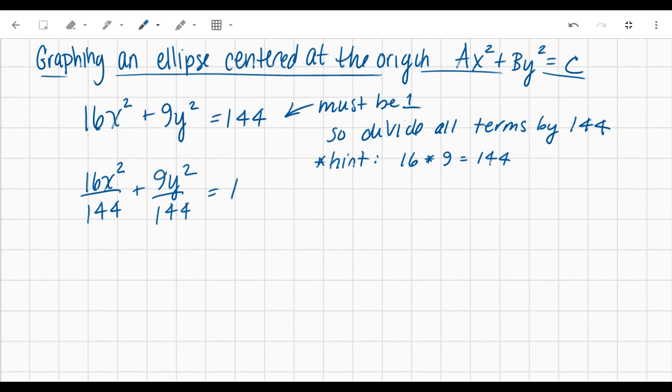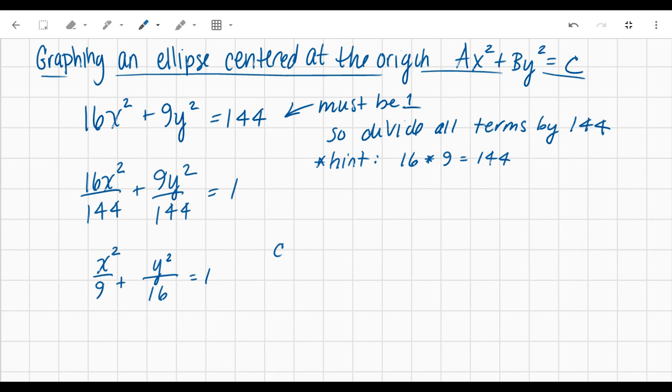Okay, and because of this hint, we know we can reduce these. So 16 over 144, divide both by 16, reduce that fraction. So it's x squared over 9. And then for your y squared one, divide both the 9 by 9 and 144 by 9. Okay, it'll simplify down to something like that. If it doesn't, let me know and I'll help you with it. Okay, but I think you're going to make these work out to be pretty easy.